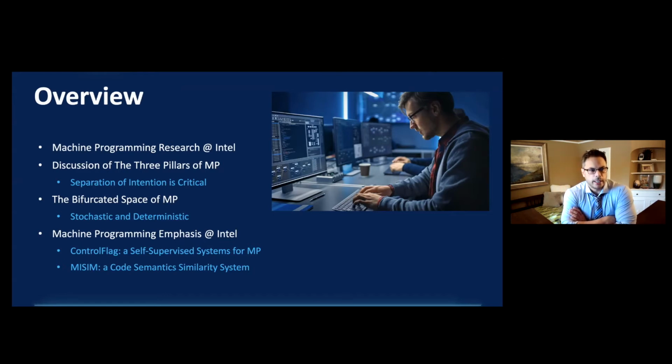For the high-level overview of today's talk, we'll talk about MPR at Intel and basically what it is, machine programming research. We'll talk about the three pillars of machine programming, which is the foundation of essentially everything we do. We'll dive into the bifurcated space of MP, and this part I think is really important. I think this audience probably gets this very well, but I have a lot of colleagues that seem to think machine programming is just a rebranding of machine learning, and it certainly is not. It's distinctly different, and we'll talk about why and how it's different when we get to that bifurcated space.